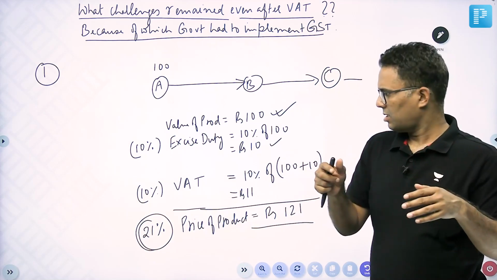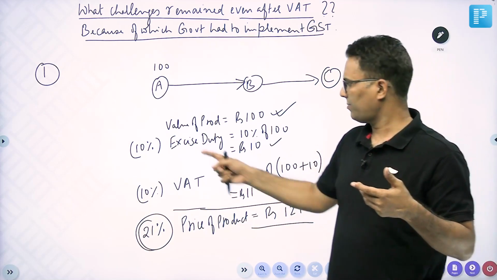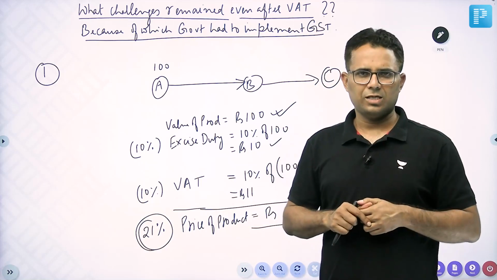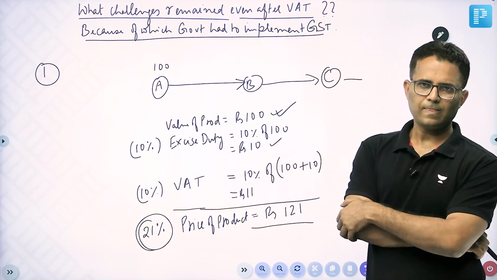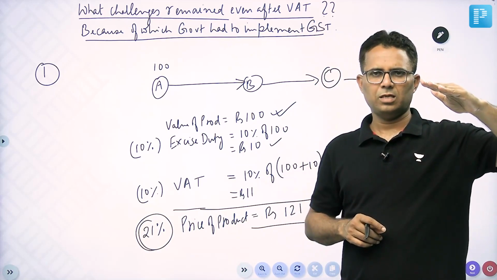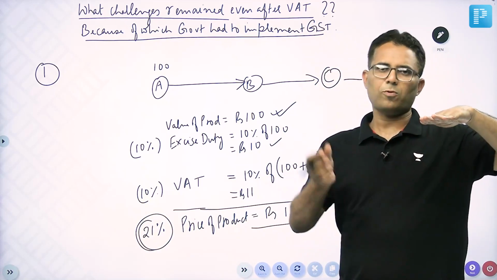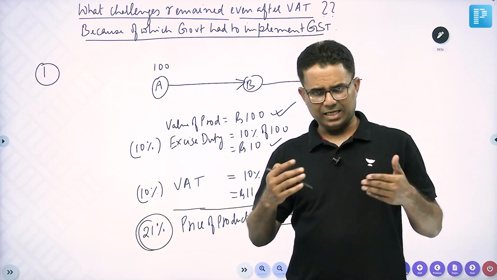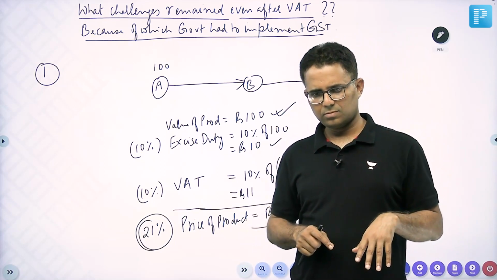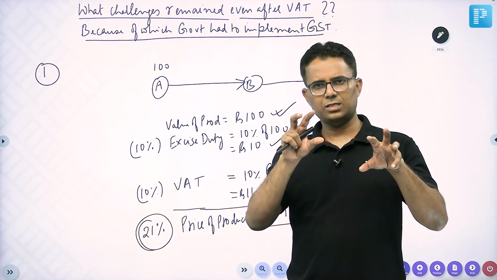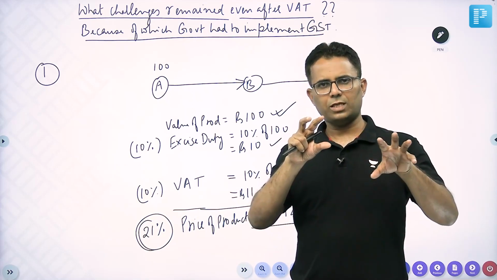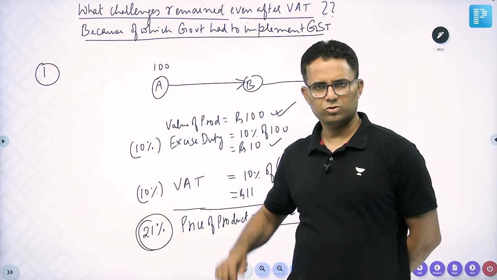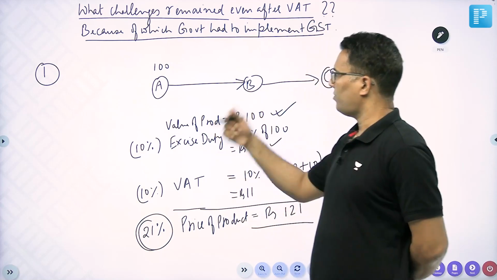Not adjusting means, if taxes are adjusting, then 10% and 10% will become 20%. But here taxes are not adjusting, they are being imposed one on top of another. So still there is a cascading effect. So the center is imposing its own excise, and its own central sales tax on top of VAT. So even after VAT came, the cascading effect remained, because of the center levying its own tax and the state levying its VAT, both taxes creating a cascading effect. This was one major challenge which remained even after VAT.